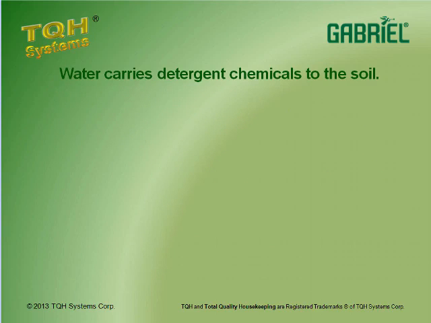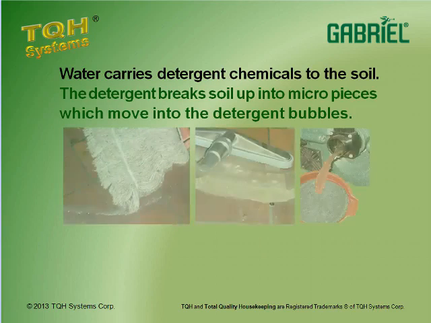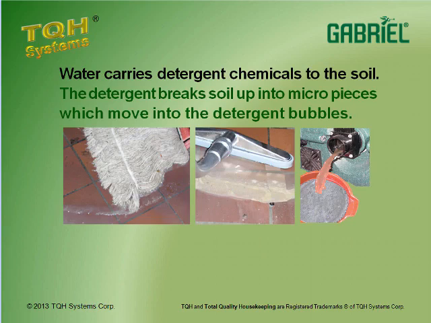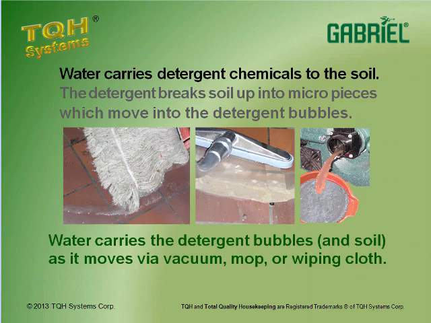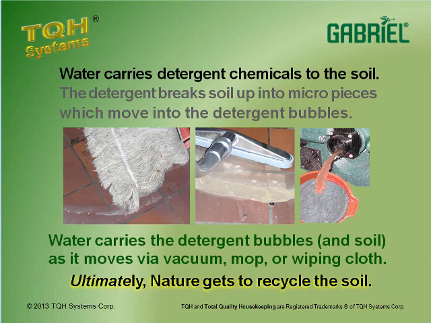Now, water carries detergent chemicals to the soil. The detergent chemicals then break up the soil into micro pieces, which move into the detergent, which holds on to them and moves them into the bubbles. You see bubbles in detergents, but there are many more that are microscopic, that you can't even see. And into those microscopic bubbles go microscopic soils. Water carries the detergent and the soil as it moves via a vacuum, a mop, or a wiping cloth. And ultimately, nature gets to recycle the soil.